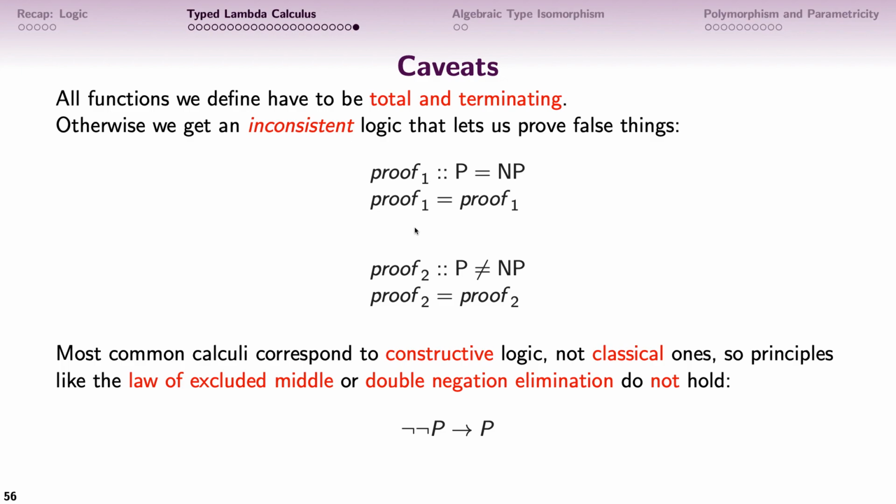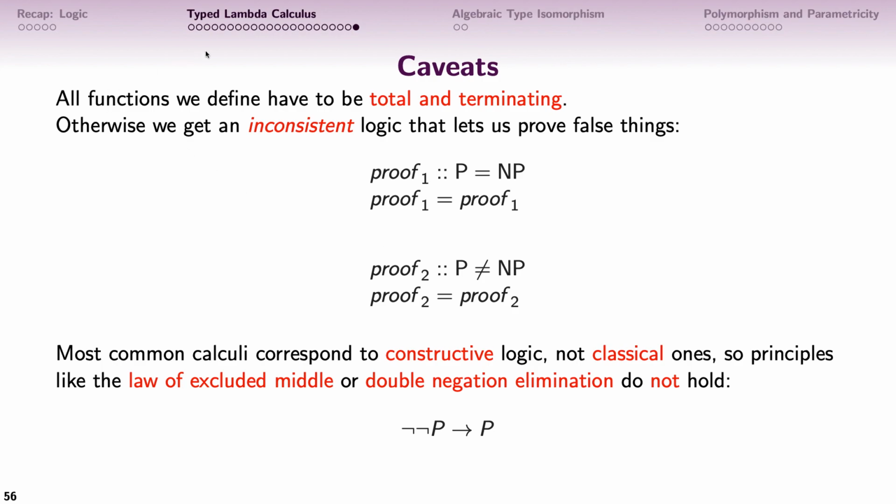So inconsistent logics are pretty useless because, well, we can prove anything. However, if we restrict ourselves to avoid any non-terminating functions, then we're in the clear. It's safe. So that's the main caveat here. We have to make sure that all of our functions terminate.